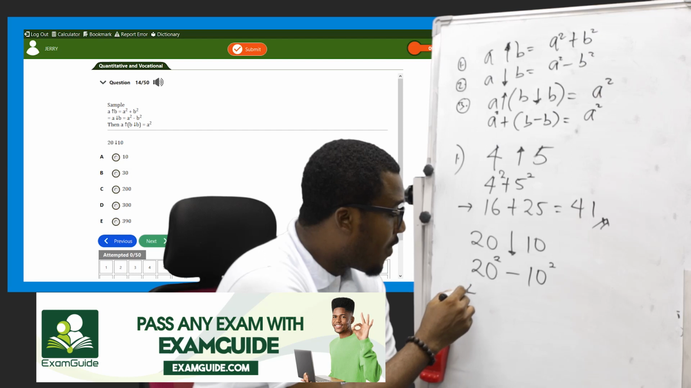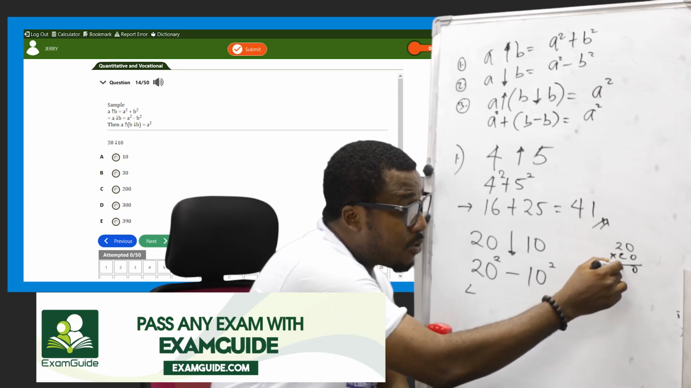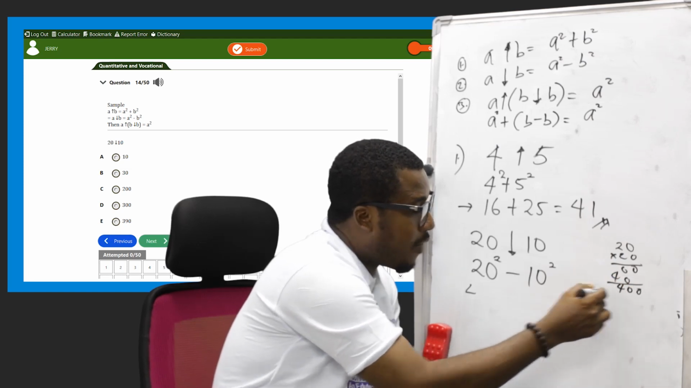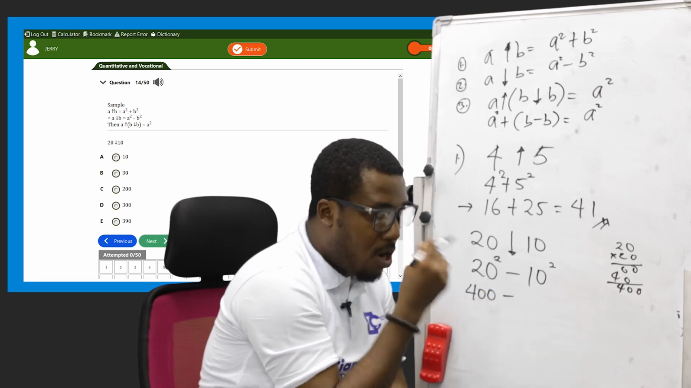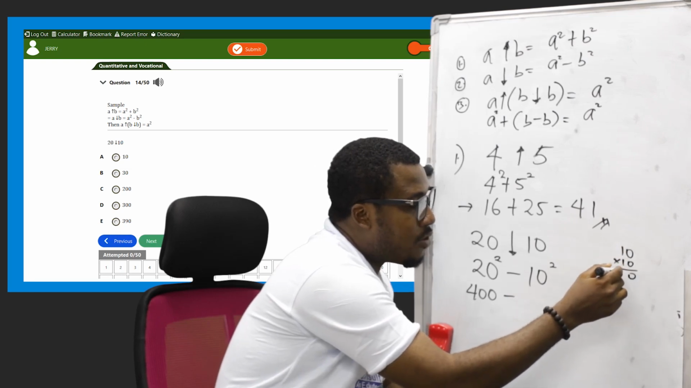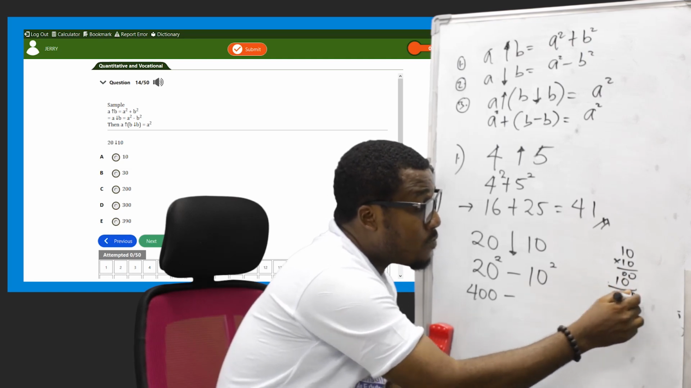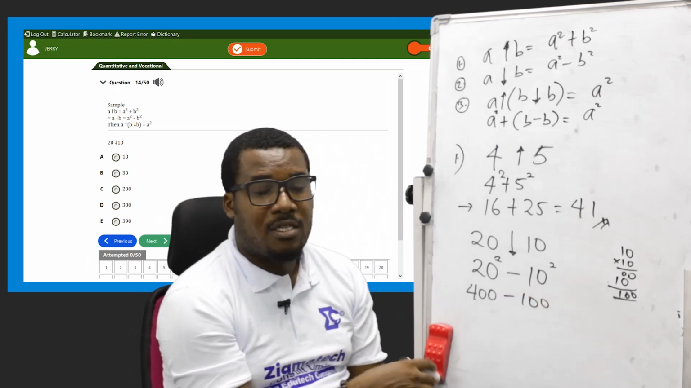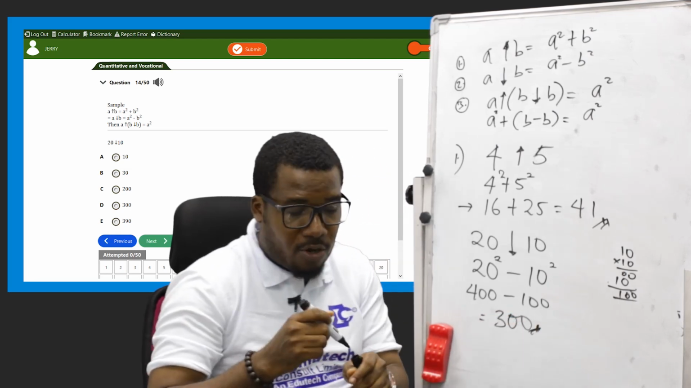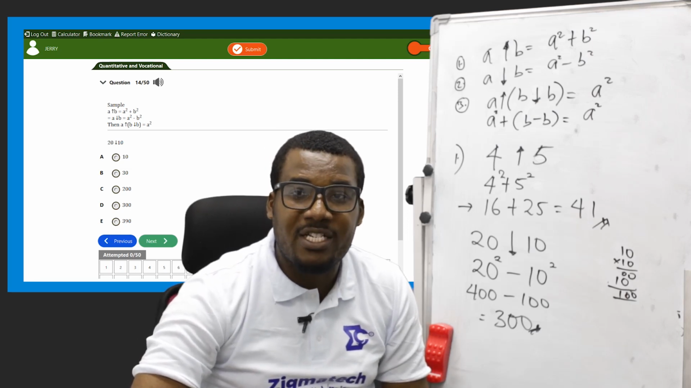We know that 20 squared is like saying 20 times 20. Let's do it slowly so you can see. 0 times 0, 0. 0 times 2, 0. 2 times 0, 0. 2 times 2, 4. So 20 squared will give us 400. Minus 10 squared. Okay, let's do it so we can know. 0 times 0, 0. 0 times 1, 0. 1 times 0, 0. 1 times 1 is 1. 10 squared will give us 100. 400 minus 100, your answer now is 300. Hence, your answer for that year at that particular question, number 14, is 300, D.